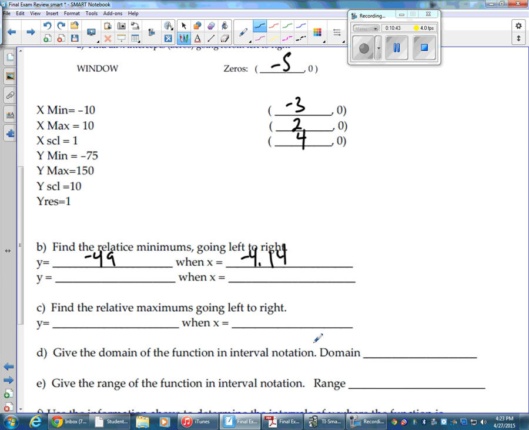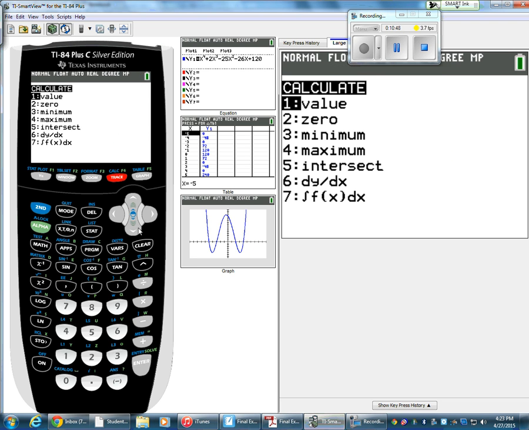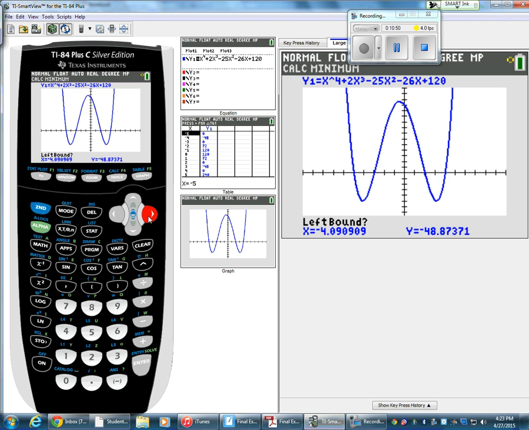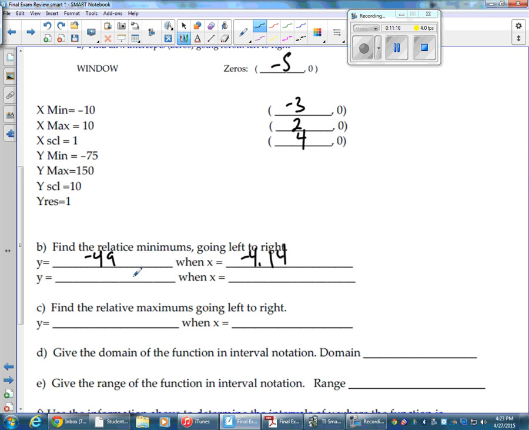Now I'm going to do it on the other side. So come back here. I know this video is going a little bit long, but I got to get this problem in. I have to give it a left bound and a right bound real quick. Alright, left bound and a right bound. Enter. So there's another minimum of negative 49 when x is 3.14. So negative 49 and positive 3.14.